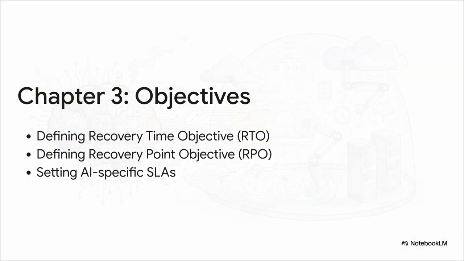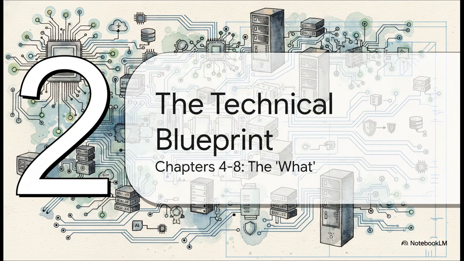And this first phase wrapped up with Chapter 3, where we defined what success actually looks like with cold, hard numbers. We went back to classics like RTO, how fast you need to get back online, and RPO, how much data you can actually afford to lose. But the crucial part was adapting them for AI. Like, what's the RPO for a model that's constantly learning? What's the RTO for a critical inference engine? Getting those AI-specific SLAs right? Yeah, that's absolutely non-negotiable.